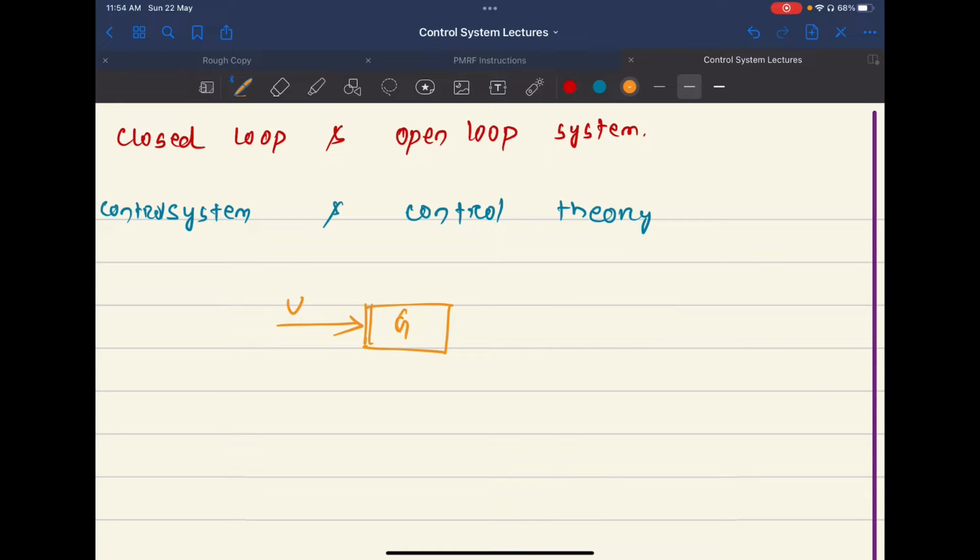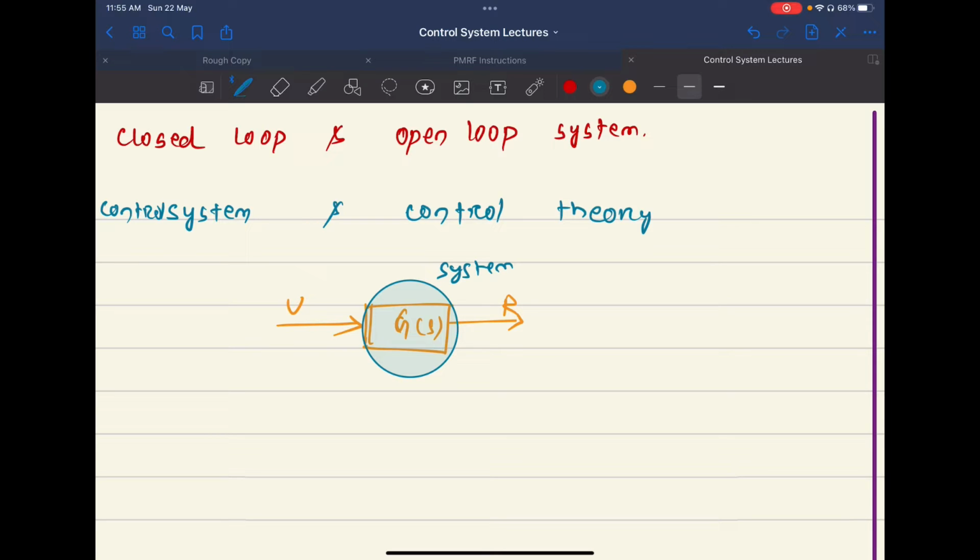This is a generic block diagram. So this is the system. What a system does is, you give some input and it will give some output. If the system has some states, given some input, how the state changes. So that is called the system.